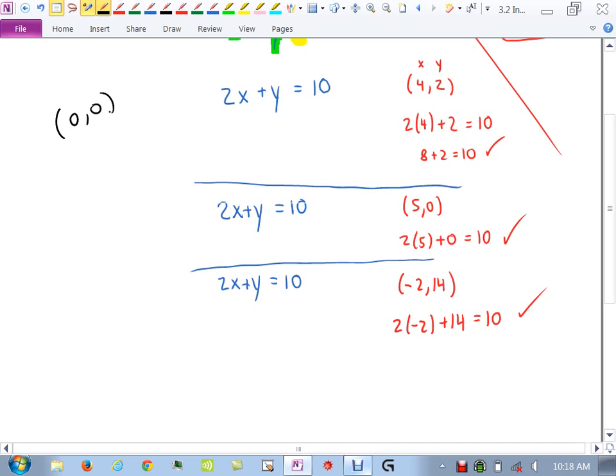So the best way to actually write down the answers is to plot the answers as points on a graph in R2. So what I'd like us to do is take the answers we just got and plot those. We had 3 answers, right? Let's plot those in R2 on the next page. So we had 4, 2, 5, 0, and -2, 14.